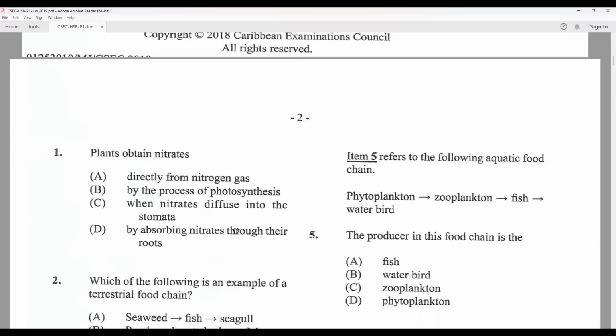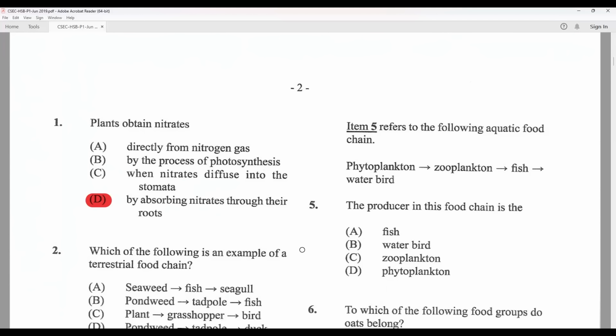So let's get into question 1. Plants obtain nitrates how? And we know plants use their roots to get these nitrates. So the answer is by absorbing nitrates through their roots.